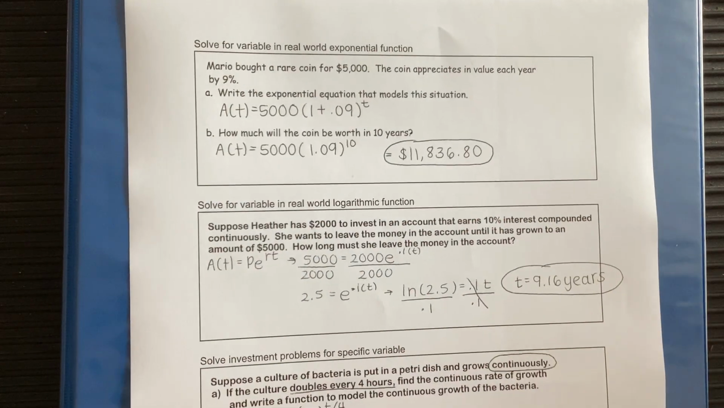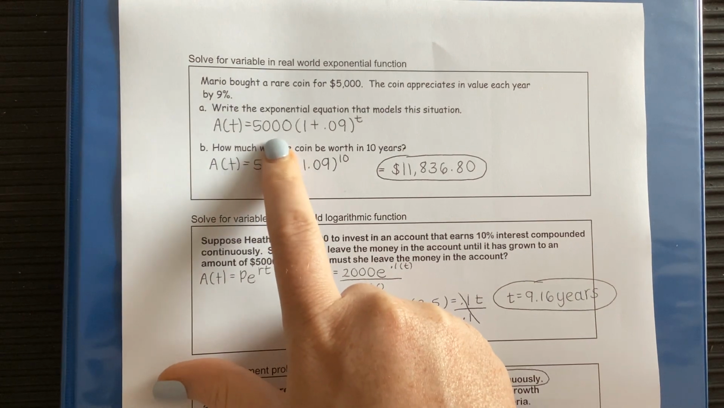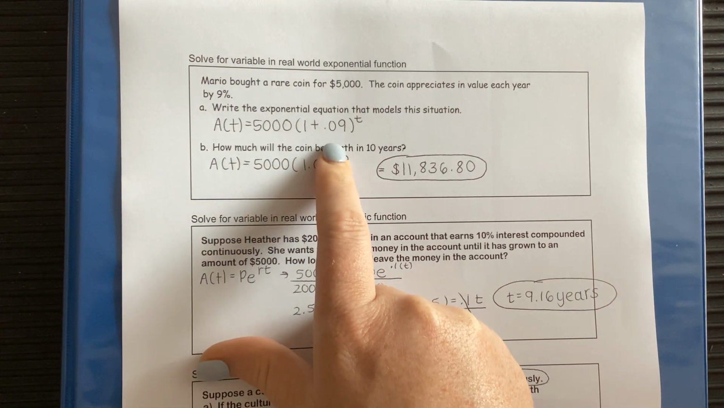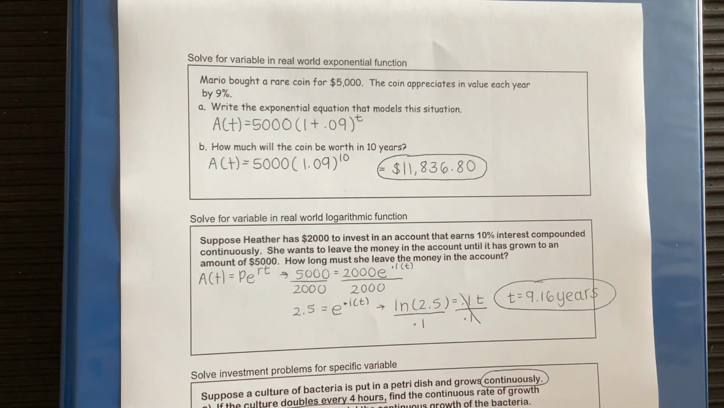All right, last page. This is all about the real world exponential stuff. So I'll have those formulas up on the board for you guys, like I said, but if Mario bought a rare coin for $5,000 and the coin appreciates in value each year by 9%, how would you write that? So 5,000, that's his starting. 9% as a decimal. And because it's appreciating, we're adding. If it was depreciating, you would subtract.